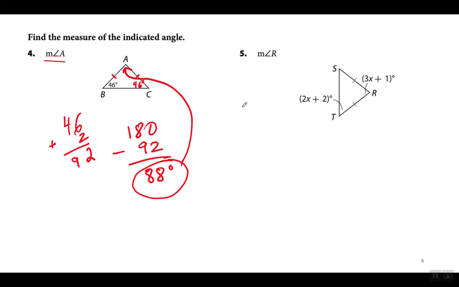Let's look at number 5. So in number 5, it's an isosceles triangle because this side is congruent to this side, okay?